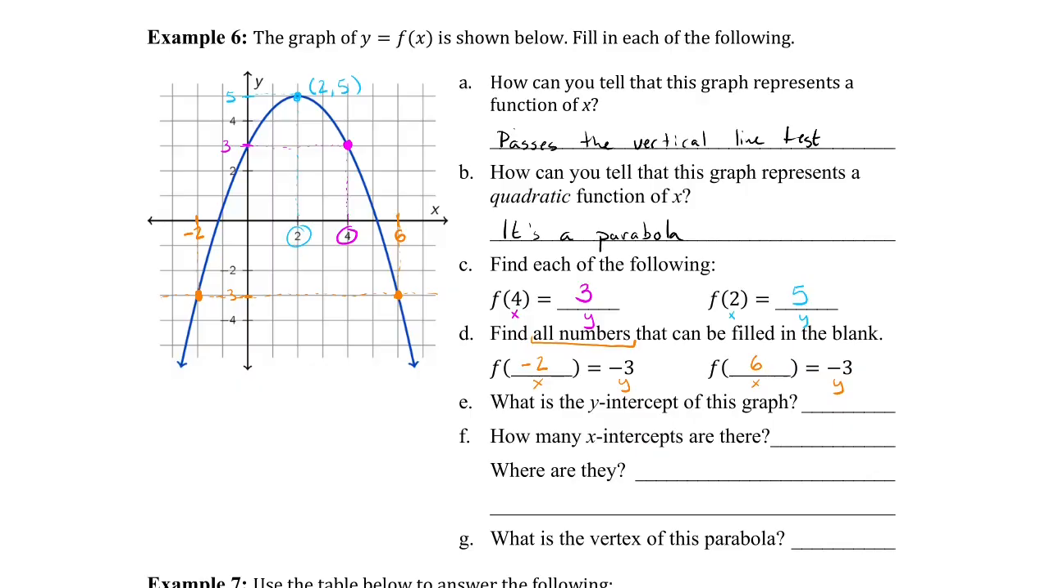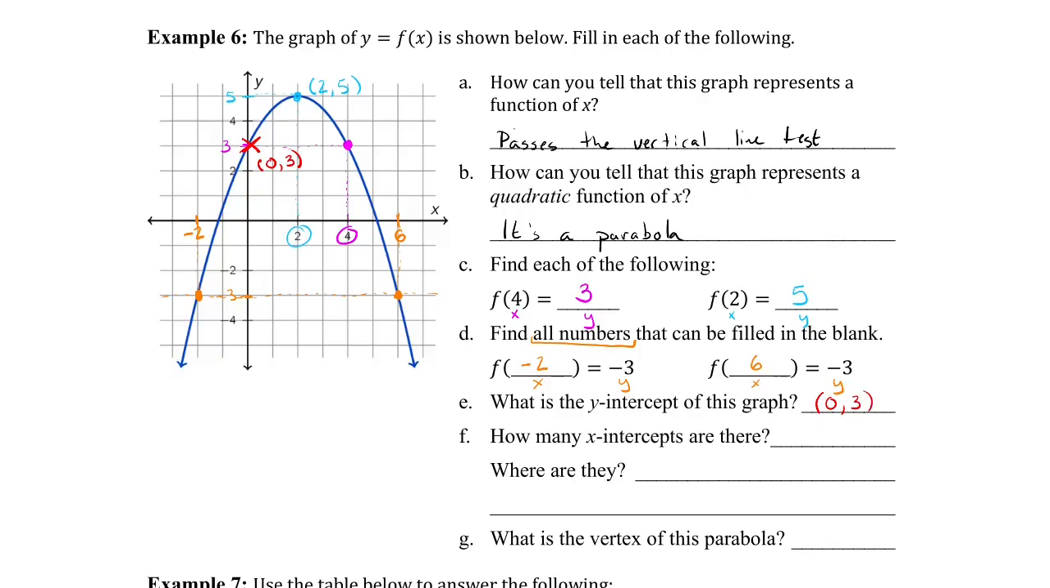Okay, this is just a graph, so we can talk about the normal graph things. We can say, what's the y-intercept? The y-intercept is the point where the graph crosses the y-axis, which is right there. The x-coordinate is always 0. And then we've already read this y-coordinate, it's 3. So the y-intercept is at the point 0, 3.